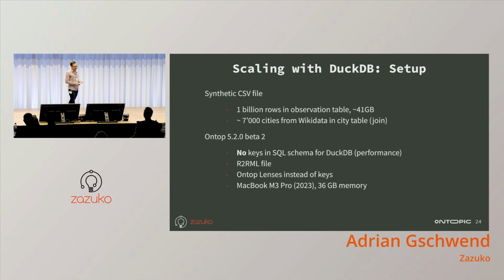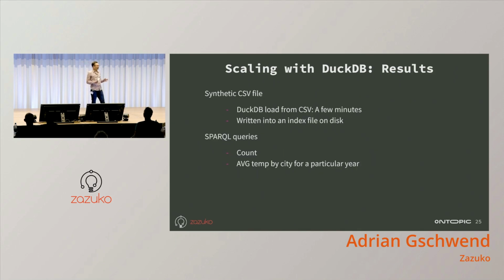So we have 1 billion rows. I created a synthetic table like the one you saw initially, with temperature and city. I took the cities from Wikidata and then randomly assigned temperatures. We used Ontop with lenses. I will not go into details, but you need the lenses to get proper, fast SQL queries for DuckDB. And I ran this on my MacBook M3, a standard machine. It took literally only minutes to load 1 billion observations and to create an index. It really blew me away. It was so fast, I was double checking if I had loaded the file with 1 billion observations.